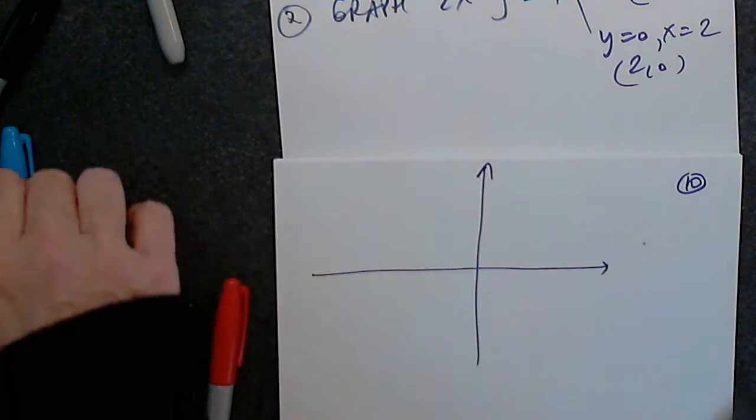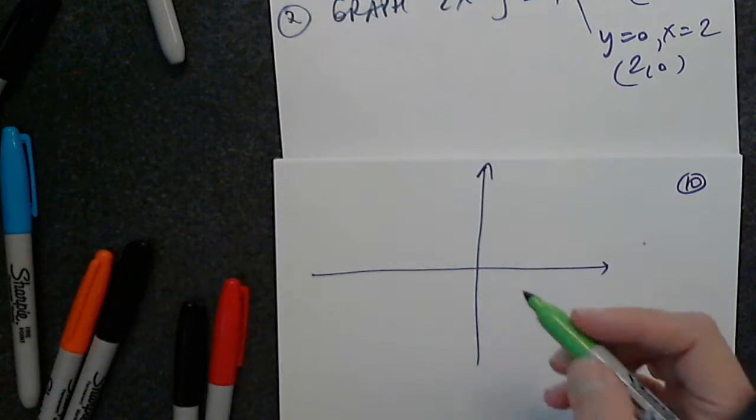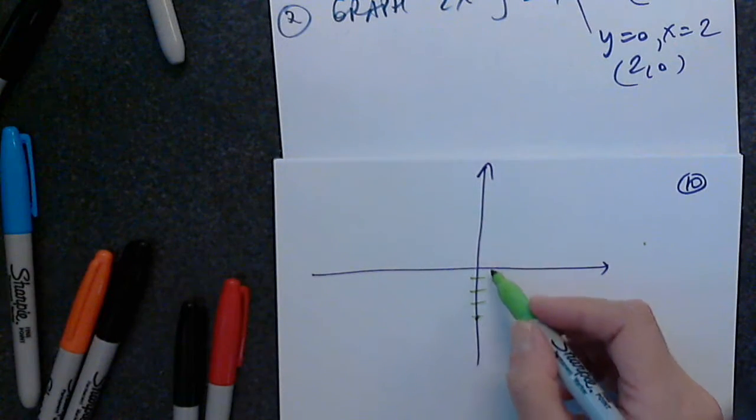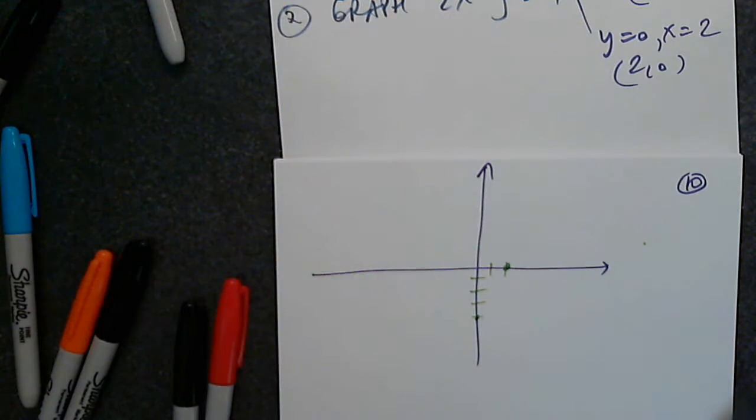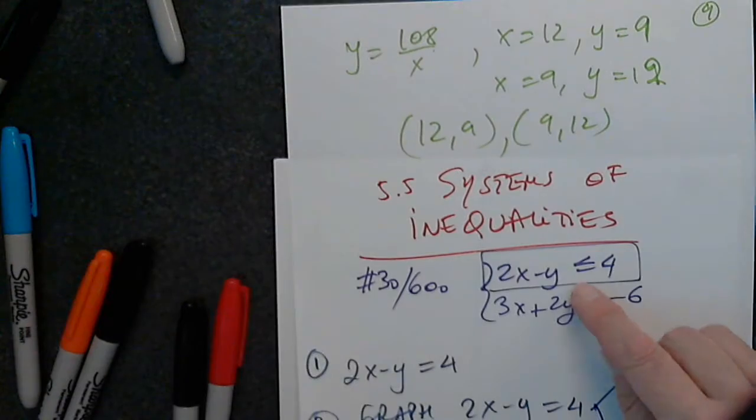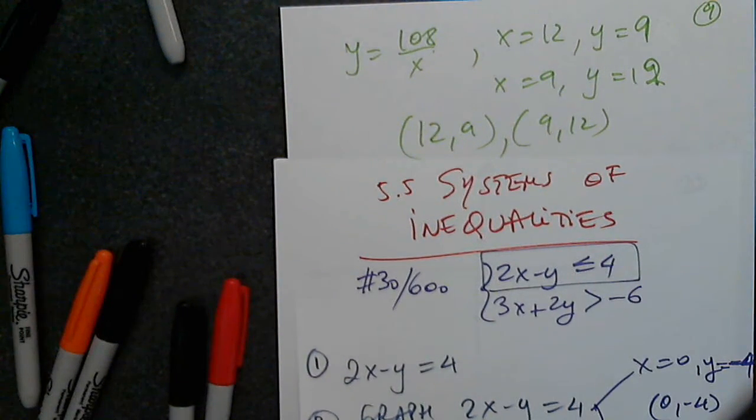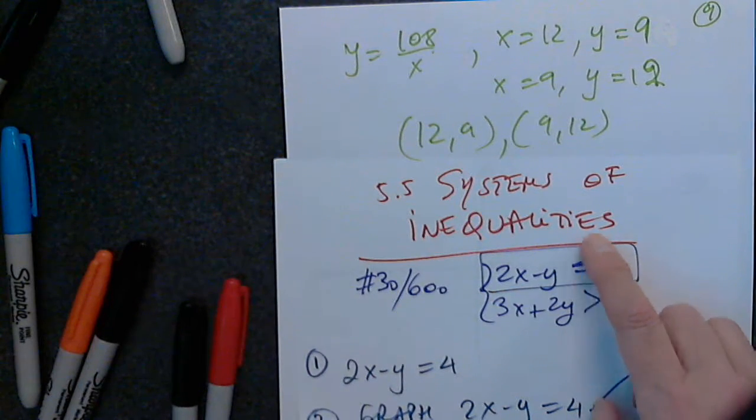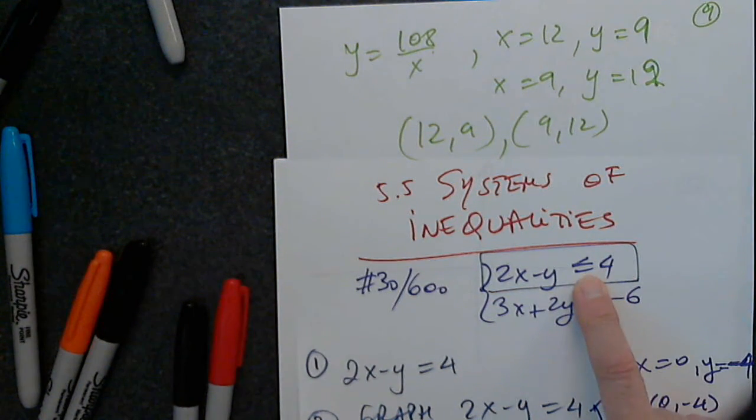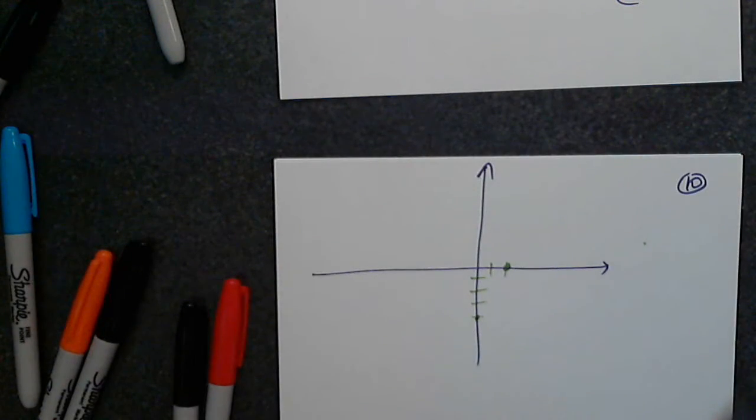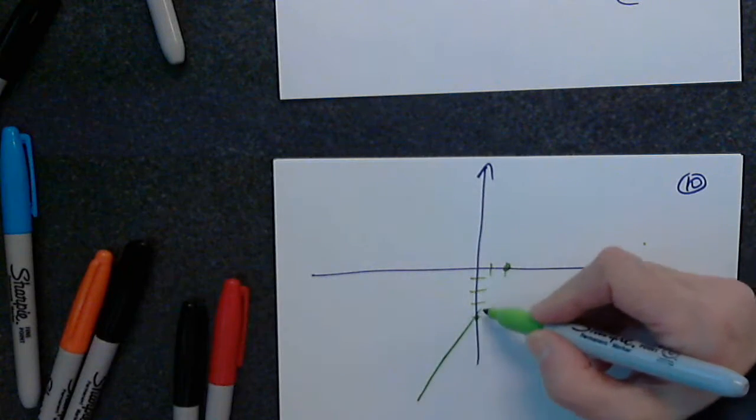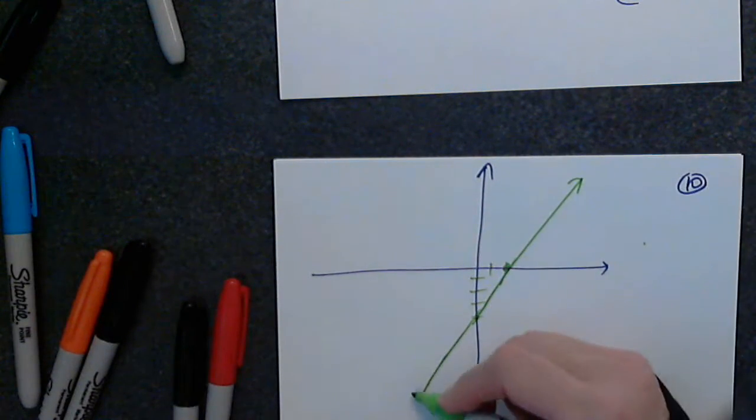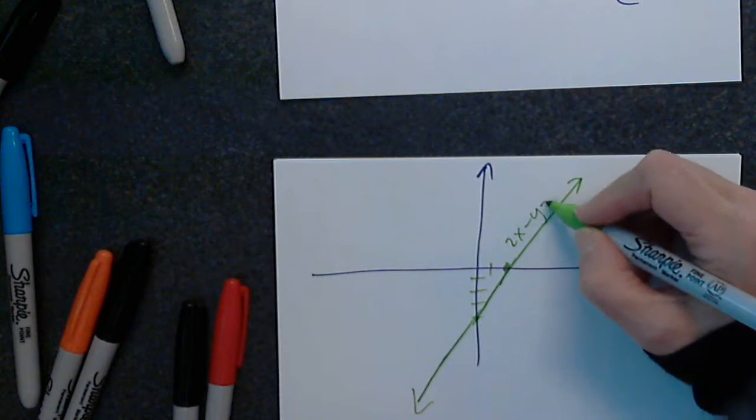So let's put in 0, -4, and 2, 0. I want to graph this equation, but I have to look and see whether the inequality symbol has the equal symbol or not. If the inequality symbol has the equal symbol, I will graph the line as a solid line. And that's exactly what I'm doing. The inequality has the equal symbol, so I'm graphing a solid line. And this is 2x minus y equals 4.